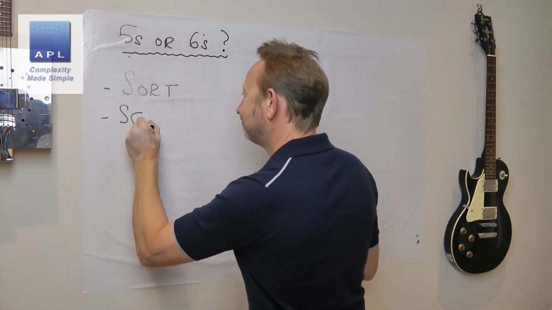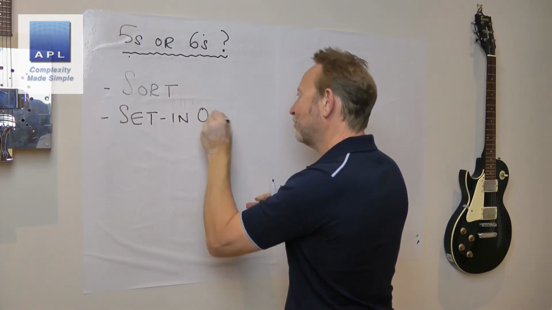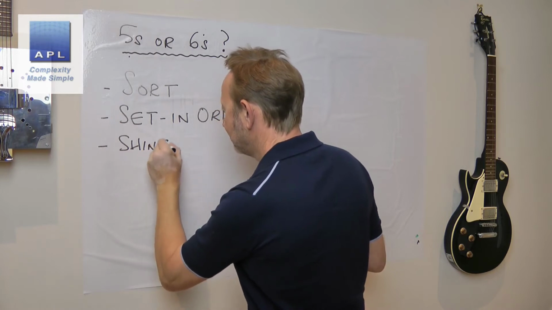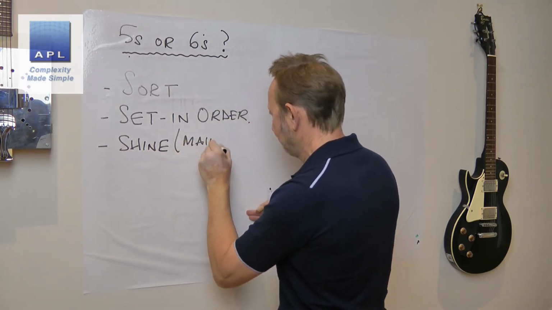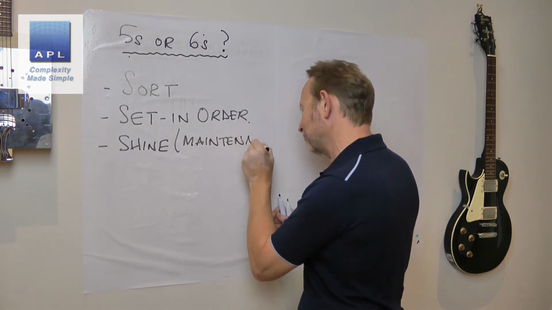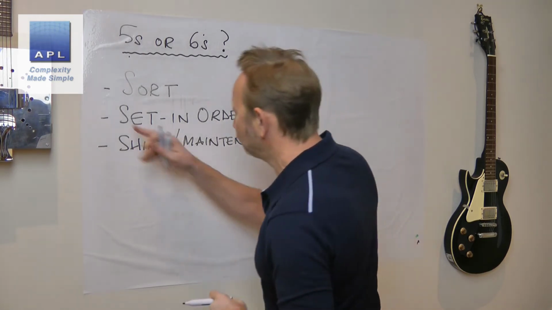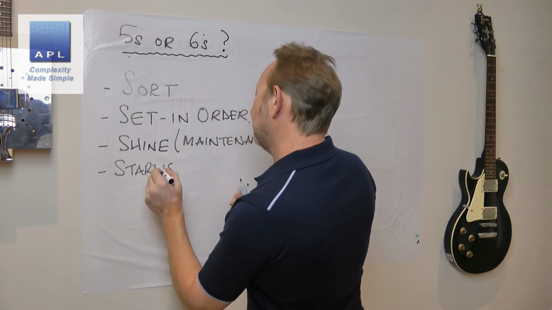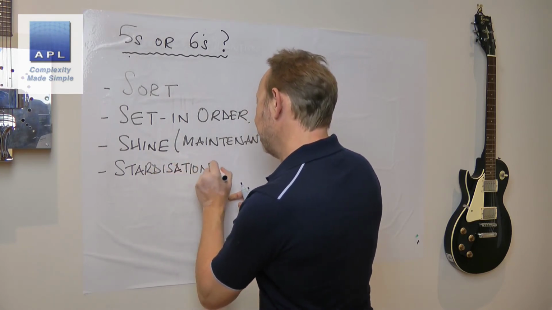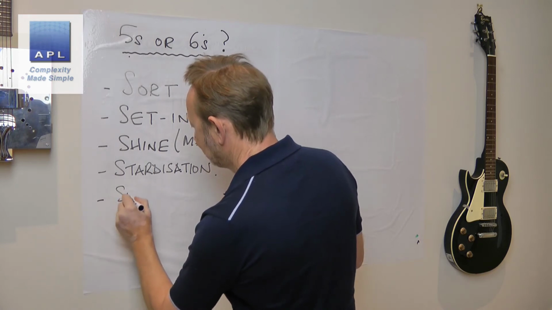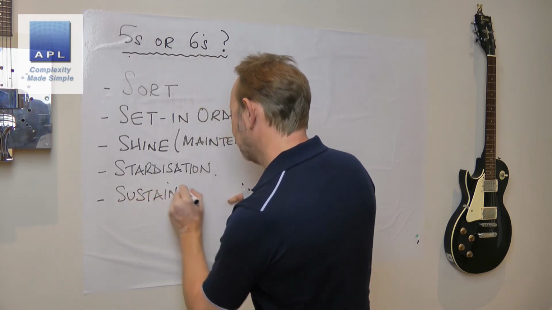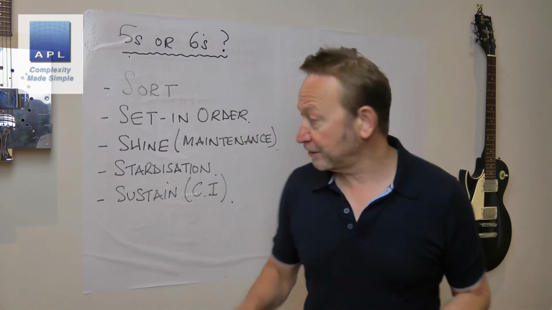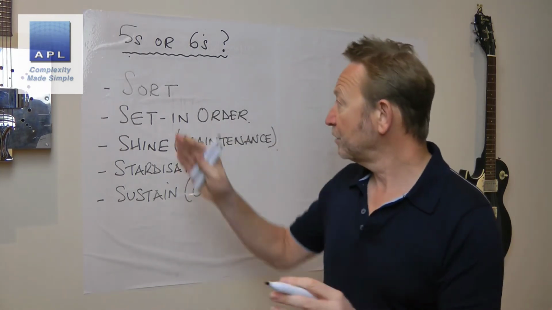Sort, set in order, shine, the one I hate, which is really maintenance. If you put maintenance in here, it makes much more sense. Alright, so shine, set in order, maintenance. Standardization. And, well, they call it sustain. Personally, I call it continuous improvement, but hey, if you don't want to make money, then use sustain. So there are your 5S's.